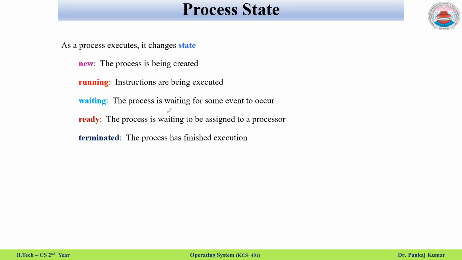Okay, so during its life cycle, there are some constraints for which you have to wait. There are some events. When the process is waiting for some event to occur, and that event is fulfilled for that particular process, the process again becomes ready.